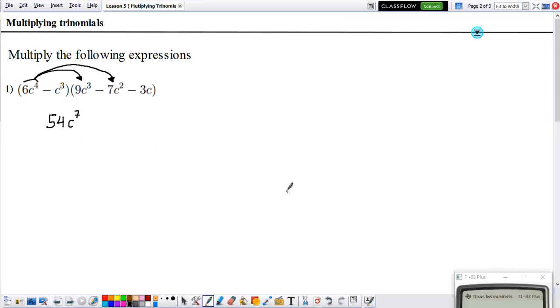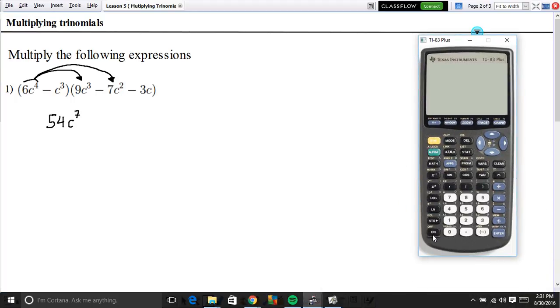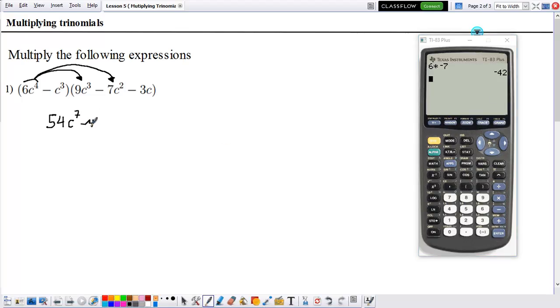Let's just use our calculator to be faster now. What we want to do here is multiply 6 times negative 7, which is going to give us negative 42. And now we've got to pay attention to the c's. c to the fourth times c to the second, that's c to the sixth. Let me rewrite this 42. So this was a minus 42 here. Excellent. So now we're done distributing to the second.